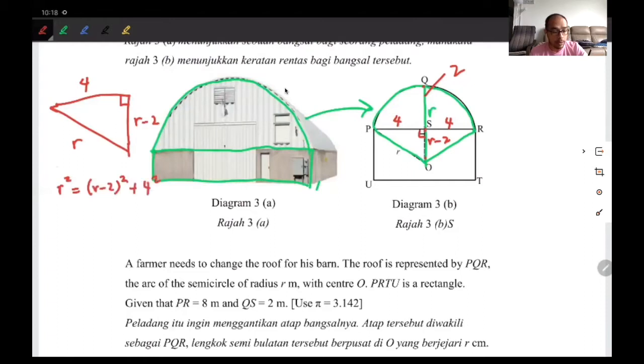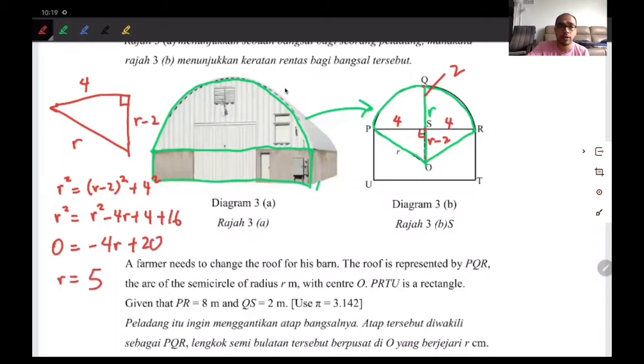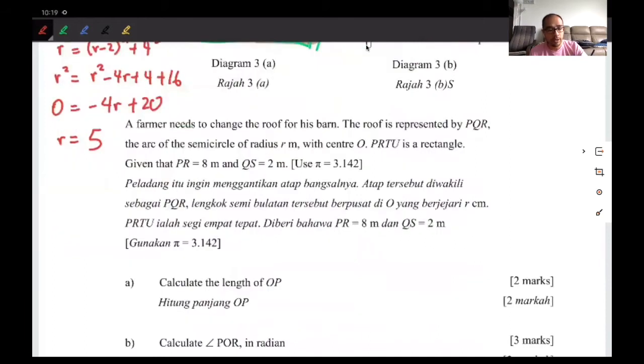So what do we do? r squared equals r squared minus 4r plus 4 plus 16. The good news is the r squared will automatically disappear, because this minus this becomes zero. 0 equals minus 4r plus 20. You get r equals 5. But as always, although r equals 5, you still need to write OP equals 5, because this is what the question asks. Just a little bit technical.